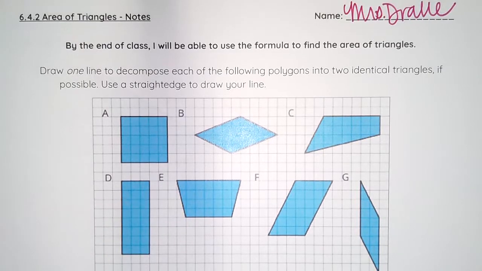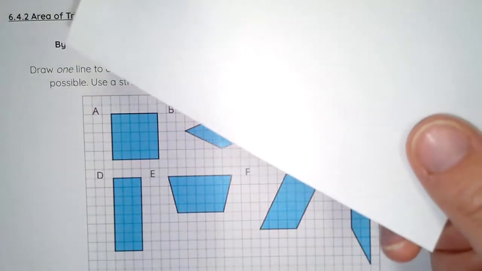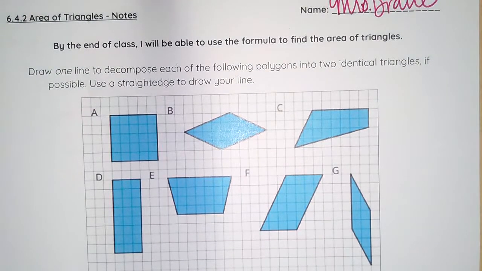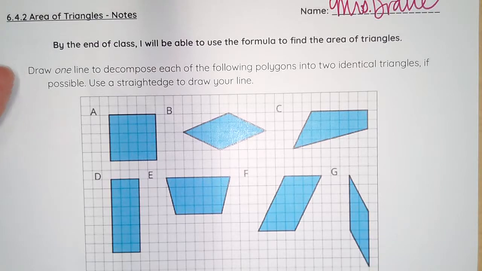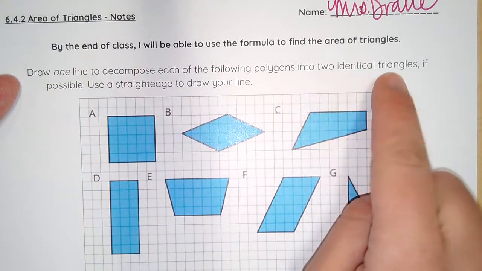You're going to use a straight edge, so I recommend using a ruler. If you don't have a ruler, I'm just going to use a note card or the edge of a paper or something like that. But you do want to make sure that your line is straight. So our goal is to take these figures and see if it is possible for us to draw only one line to create 2 identical triangles.